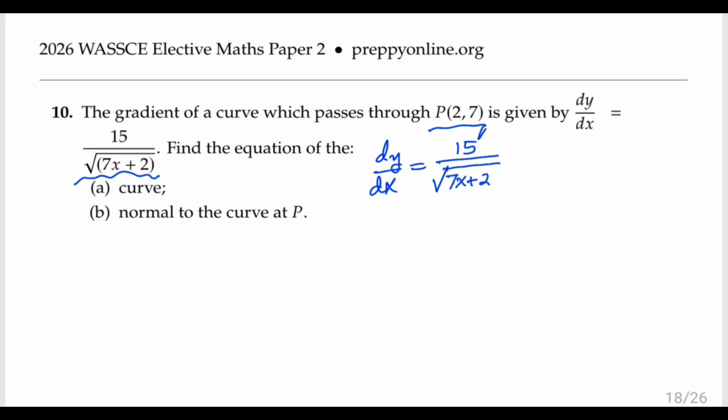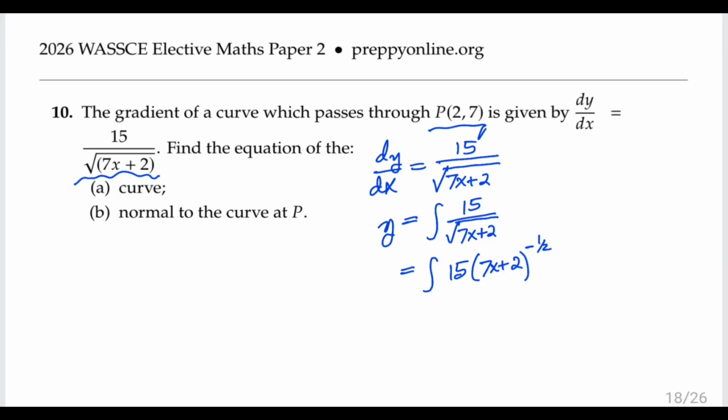Leaving out the brackets, they're not important. So we can integrate both sides. When you integrate both sides, you're going to get y is equal to the integral of 15 over the square root of this quantity. And this is equal to the integral of 15 times (7x + 2) to the power minus half. Minus half because taking the square root of a thing is the same as raising it to the power half.